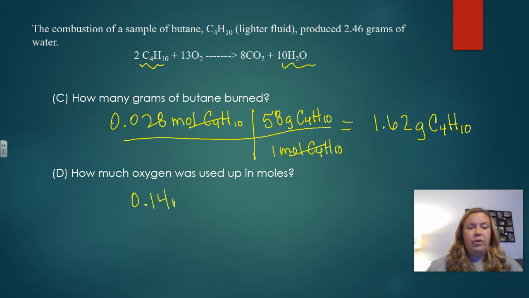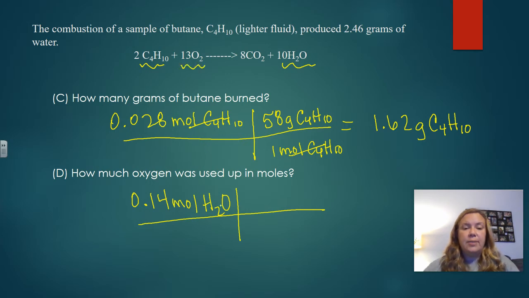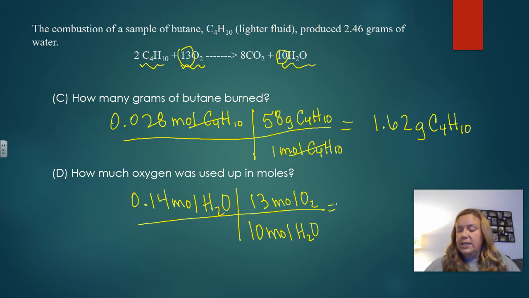So if I have 0.14 moles of water and I want to know how much oxygen was used up, I'm already in moles, so I'm going to do a mole ratio because I'm going from one substance, water, to another substance, oxygen. So again, I look at my balanced equation, and I have 10 moles of water for every 13 moles of oxygen, which is my coefficient in front of oxygen in the balanced equation.